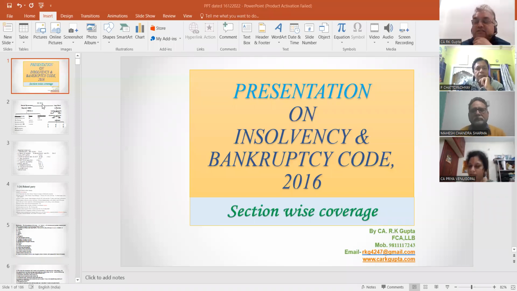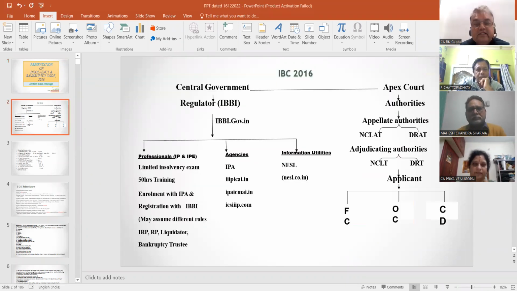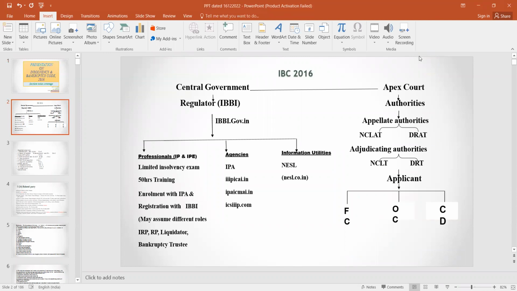Welcome to our batch specially created for discussion on case studies. But before we start the sessions on case studies, let me take you to a brief overview of IBC. IBC, as we know, on one side is the central government and on the other side is the judiciary, Supreme Court.